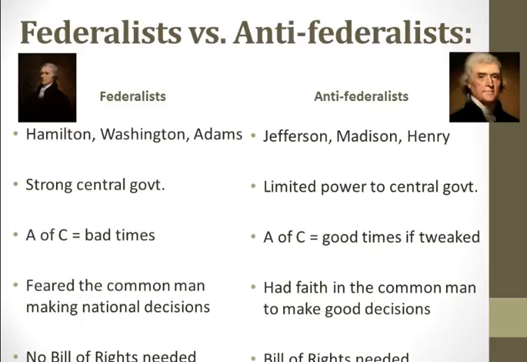So the Federalists were Hamilton, Washington, and Adams. They were all about a strong central government. They thought the Articles of Confederation was bad times. They feared the common man making decisions, and they didn't think a Bill of Rights was necessary at all.